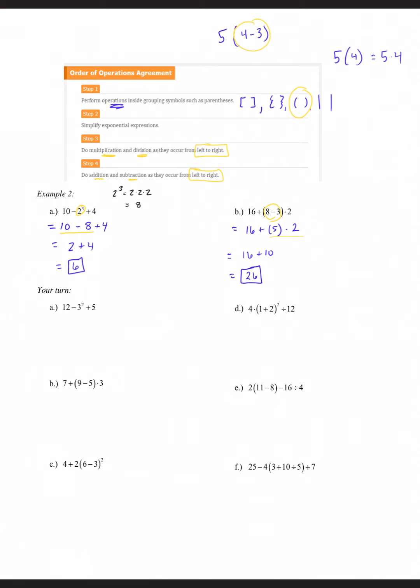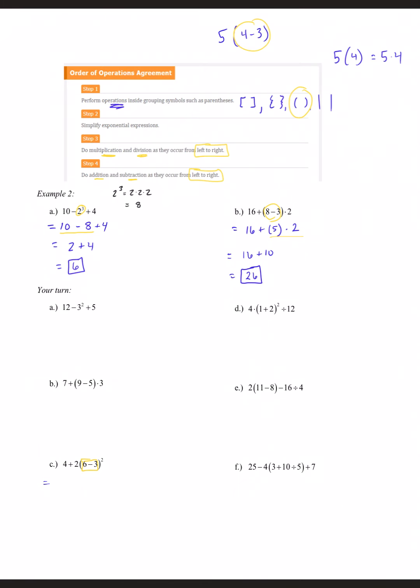Okay, now I want to jump down. Let's go down and look at the your turn problem, letter C. I want to do that one with you, and then I'm going to let you try the last 5 on your own. So looking at letter C, I want you to take a moment and look at that and think about which operation you would need to do first. Correct, 6 minus 3, because that's an operation inside of the parentheses.